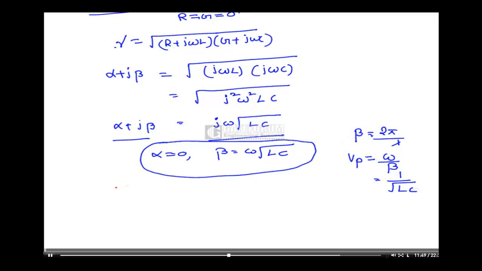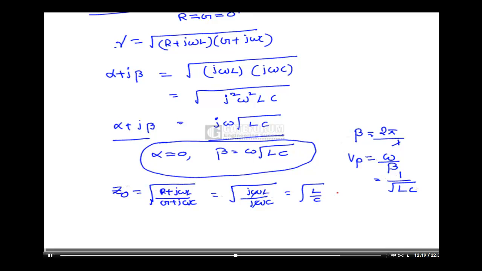Similarly, for a lossless line, what is the characteristic impedance? Z0 is equal to the square root of (R plus j omega L) by (G plus j omega C). Substitute R equal to 0, G equal to 0. Then this is nothing but j omega L by j omega C. The j omega cancels out, so the remaining thing is the square root of L by C. So Z0 is equal to the square root of L by C.